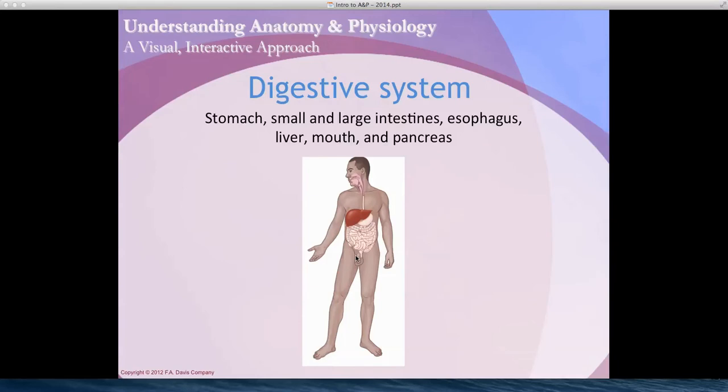The digestive system is the stomach, small and large intestines, the esophagus, the liver, the mouth, and the pancreas. So we kind of go all the way from the beginning all the way to the rectum, which is at the end of the GI tract, and then the liver and the pancreas are in there as well. Probably most people know what the key function of the digestive system is, as it plays the biggest role in the breaking down of our food and the absorption of nutrients, and then, of course, elimination of waste.